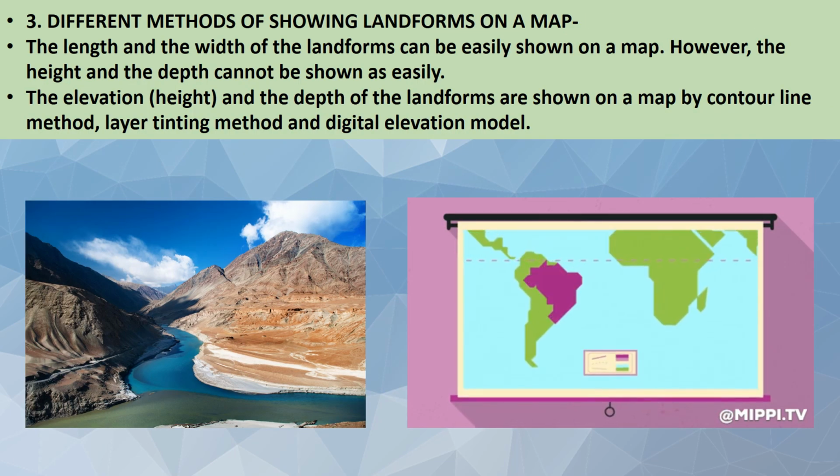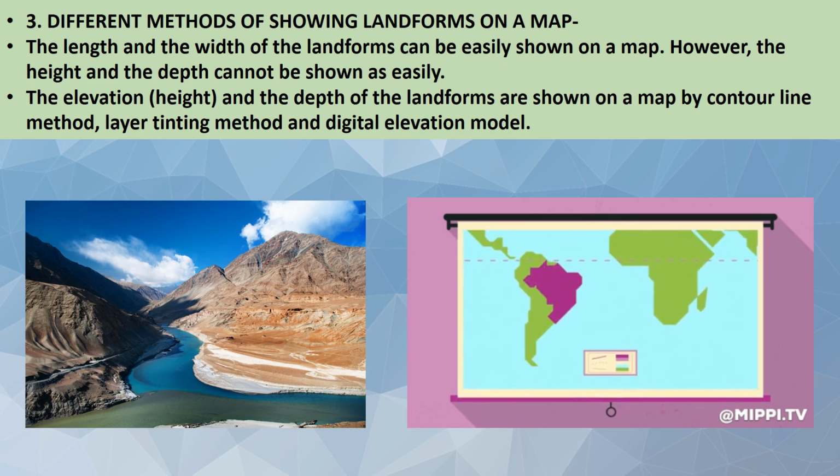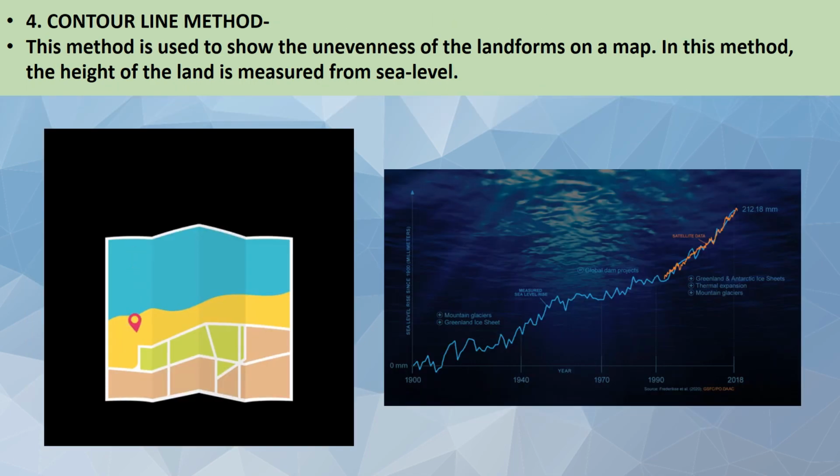The length and width of a landform can be easily shown on a piece of paper, but the height and depth of a landform cannot be shown easily. To show this, there are different methods. They are the contour line method, the layer tinting method, and the digital elevation model. Let us understand each of these methods in detail.